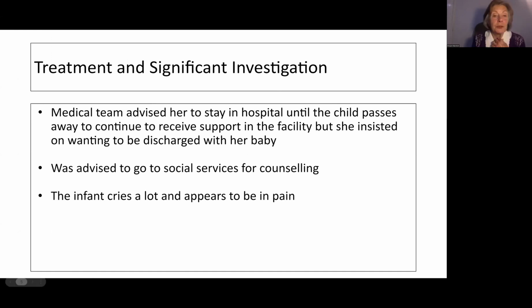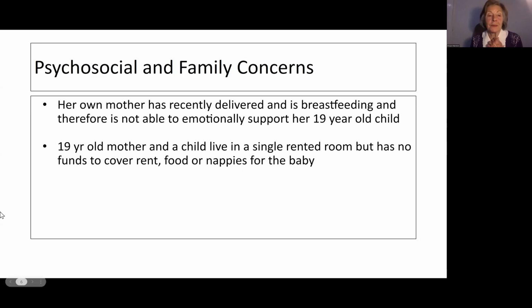Sorry, Erin, can you move it forward, please? Thank you. She's very young. Her mother's also young. She has recently delivered and is breastfeeding, and therefore she's not able to emotionally support her 19-year-old child. The 19-year-old mother and child live in a single rented room, but she has no funds to cover rent, food, or nappies for the baby. And so we're looking at this picture of actual total pain, aren't we? We're looking at this mother and the baby, social circumstances, family circumstances, psychosocial support, all of that is missing.